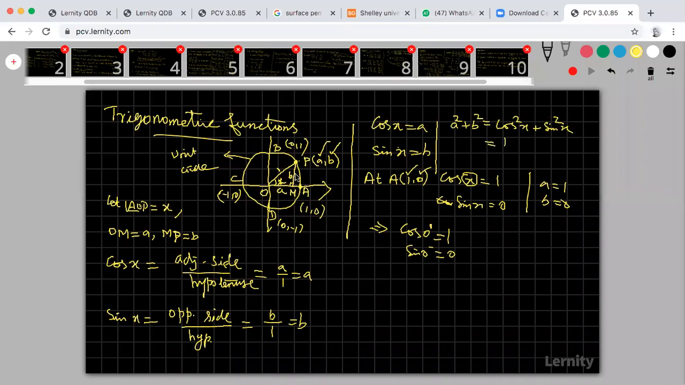Look at that, this right angle triangle, Pythagoras theorem formula. What is Pythagoras theorem formula? Sum of the squares of these two sides is equal to square of the hypotenuse. A square plus B square is equal to 1. That is cos square plus sin square is equal to 1. A square plus B square is 1 because of Pythagoras theorem. This is cos square x plus sin square x. So therefore we are getting cos square x plus sin square x is 1.